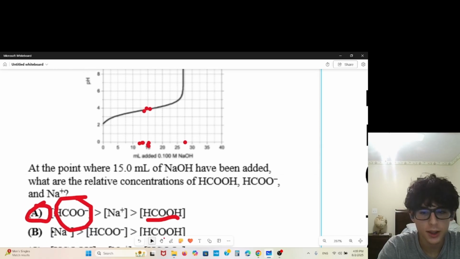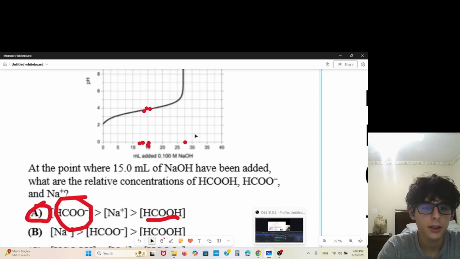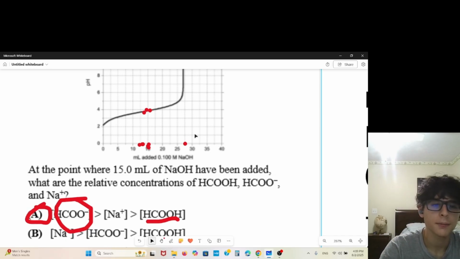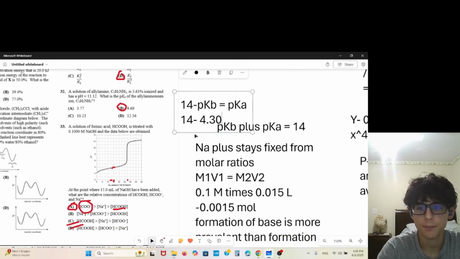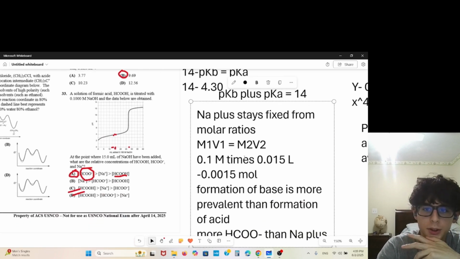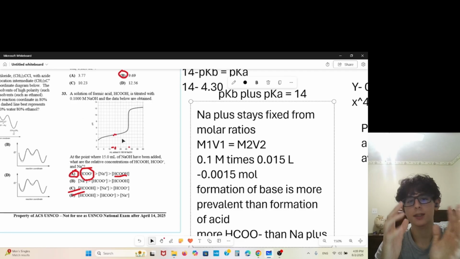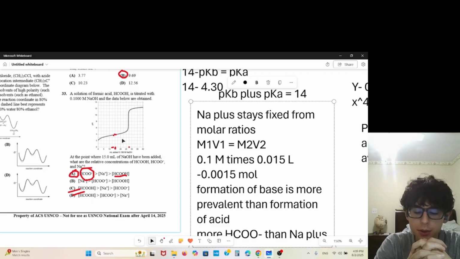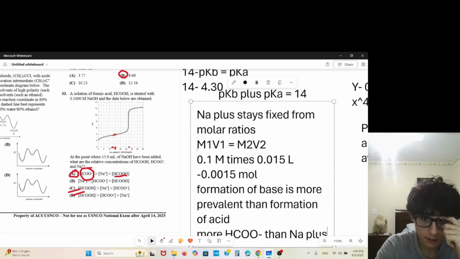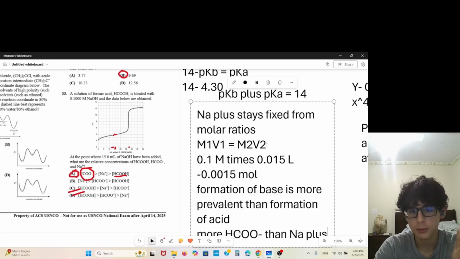And then, is it A or B? Well, we have to look, right? If it's A, well, how could it be A? Well, there's a reason, because the Na plus is staying fixed. As you can see here, with M1V1 equals M2V2, we have 0.1 molar times 0.015 liters at this point. You get 0.0015 mole of sodium total. But it doesn't matter, moles or molarity. What remains is that the moles and the molarity of sodium stay constant.